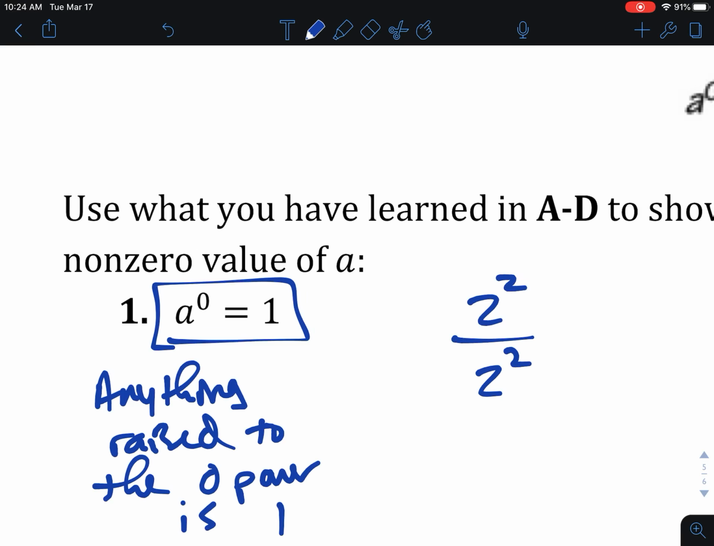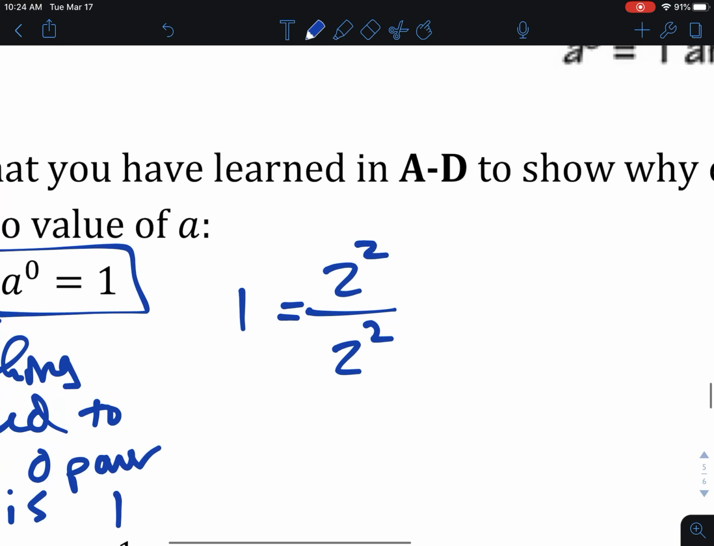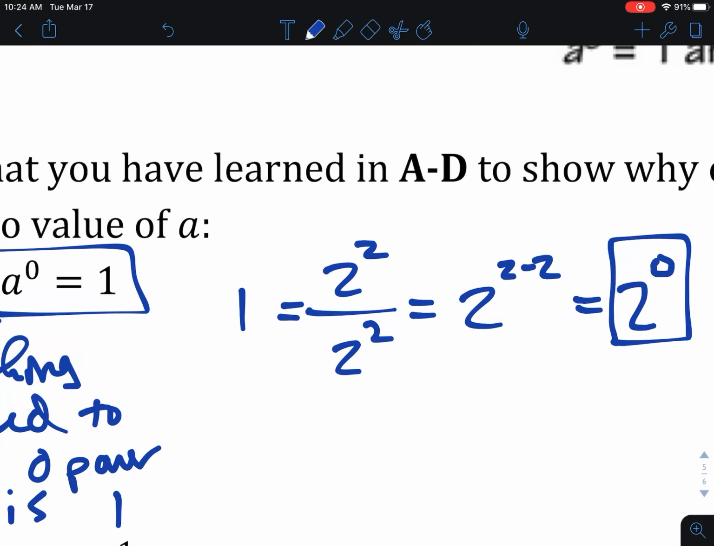Anything divided by itself is 1. So this equals 1, because 2 squared divided by 2 squared is 1. Okay, well, now use your division rule. Our division rule said keep the base, subtract the exponents. So this is actually 2 to the 2 minus 2, which is 2 to the 0. And these are all equal. So 2 to the 0 equals 1.